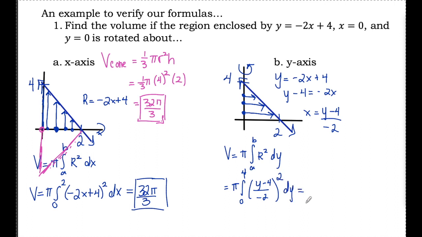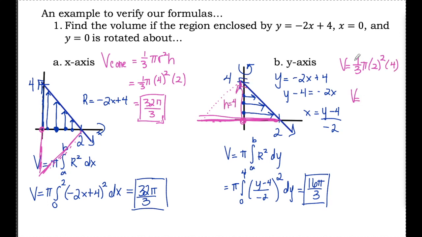When we integrate here, we get 16 pi over 3. If I were to think about this in the same way I thought about this other problem in terms of a cone, I would have the rest of my cone somewhere over here. So again, if this is the top of my cone, or really the bottom of it, my radius is going to be 2, and the height of the cone is 4. If I work that out, I still get 16 pi over 3. So again, I know that I've calculated this volume correctly.